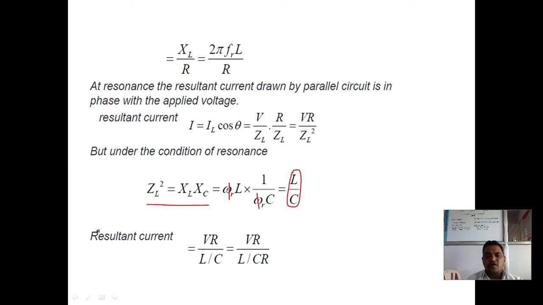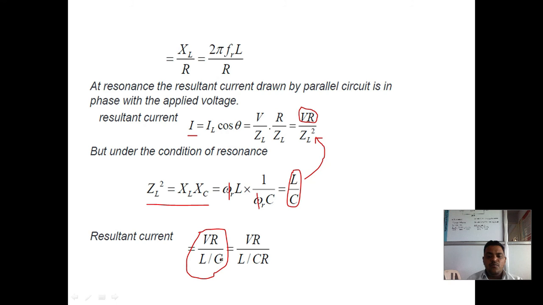So for the resultant current, we have substituted the value of ZL square here. The current is flowing through the circuit. Hence I is equal to V upon R, V into R into ZL square, and ZL square is equal to L upon C. Means here we have substituted it, and from that equation we get V into R into L upon CR.